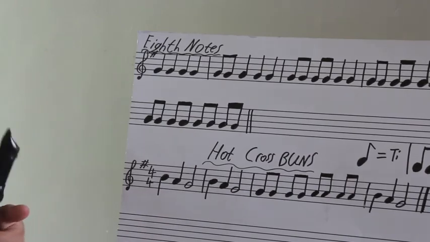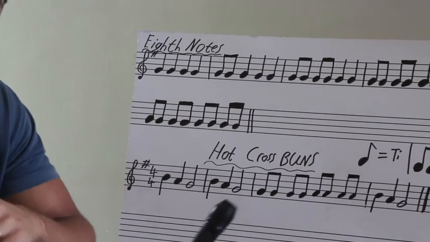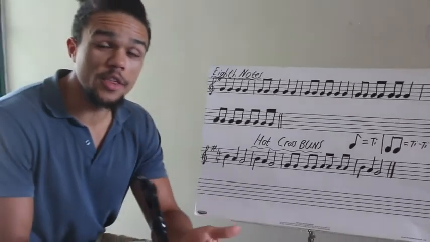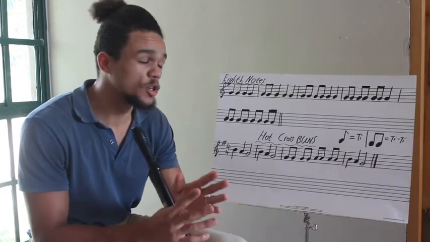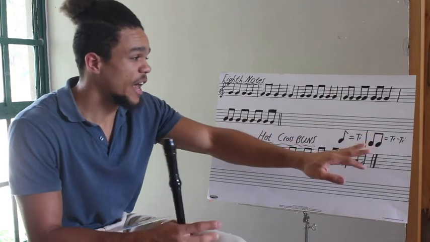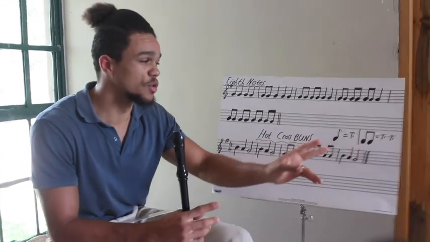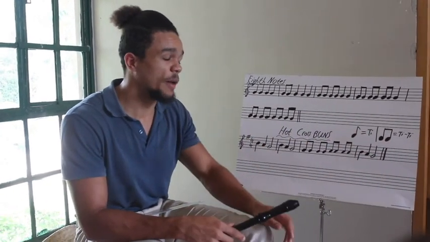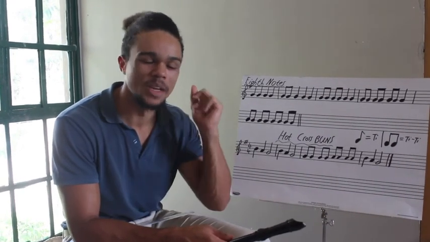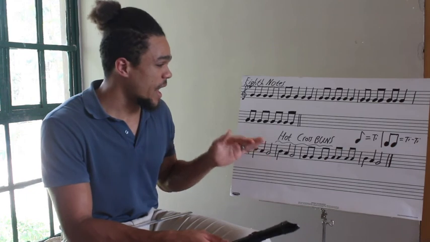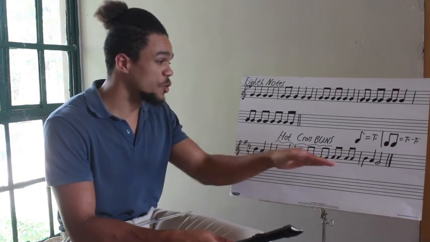All right, good work. So hopefully you've been able to get your eighth notes well, and you can see the difference between eighth notes and quarter notes. Eighth notes have this tail, and we're only looking at pairs of eighth notes, so the tails are joined together. And whenever we have an eighth note, we say ti-ti, all right? So go ahead and practice Hot Cross Buns and get really good at it.